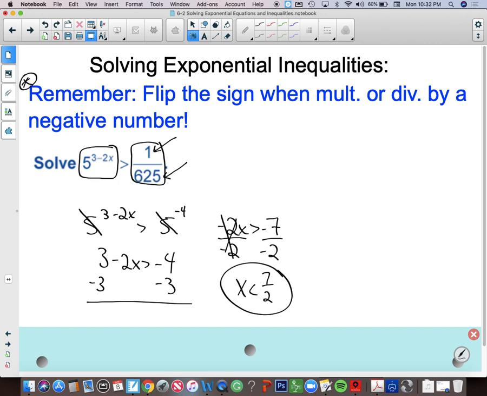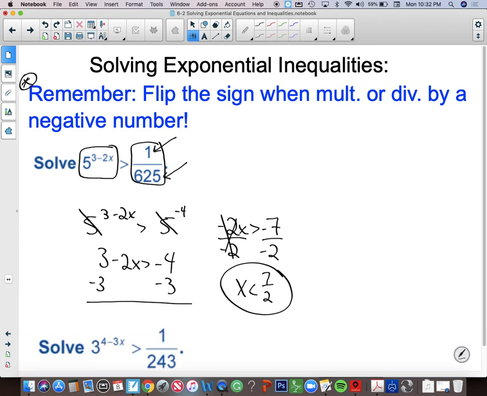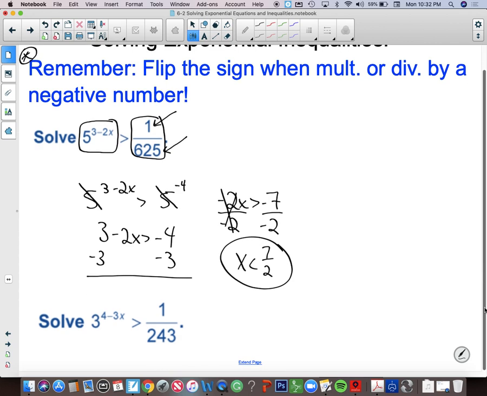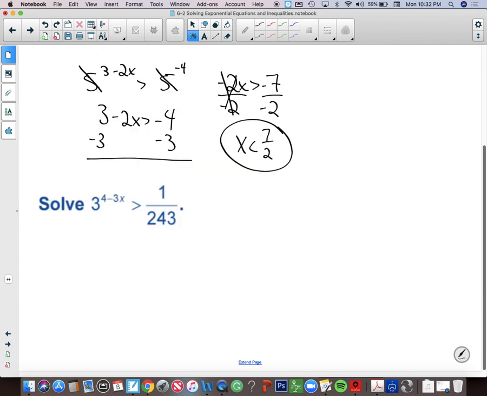And you can actually check this one also, because think of what numbers are less than 7 over 2. Well, 7 over 2 is 3.5. So if I plugged a 3 in there, then it would work. So I could check my answers. I could throw some numbers in there to see if it works. Okay, let's try one more. I want you guys to try this, and then we'll go to the homework for the lesson. Okay, so we got 3 to the 4 minus 3x is greater than 1 over 243. Work it the exact same way we just did the one up above. So pause the video, have the students work through the last example here, and then we will get to the homework.